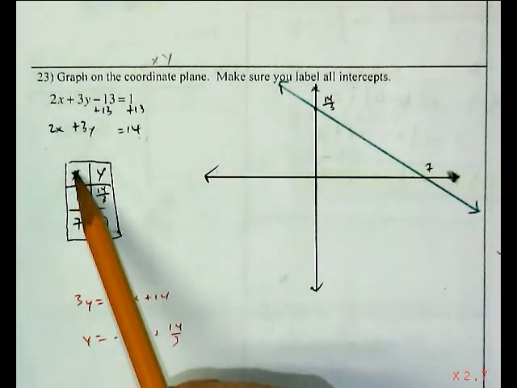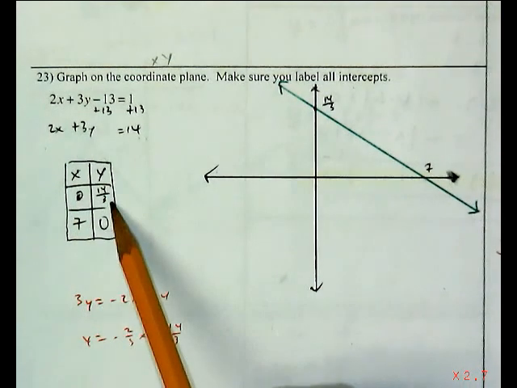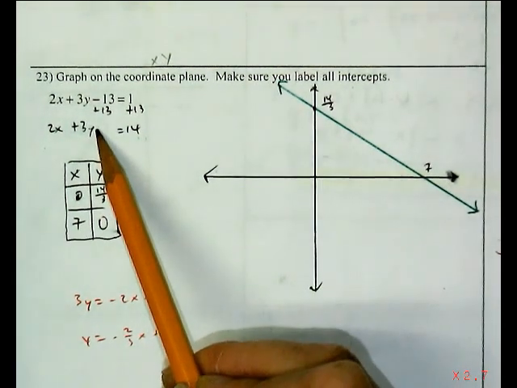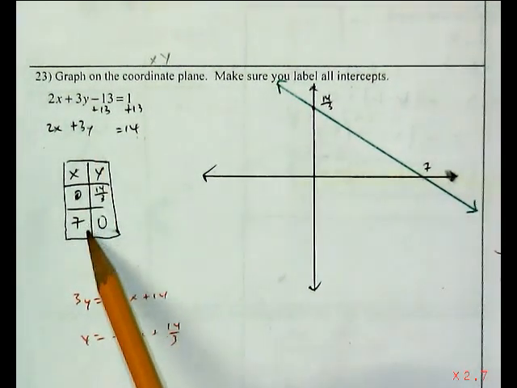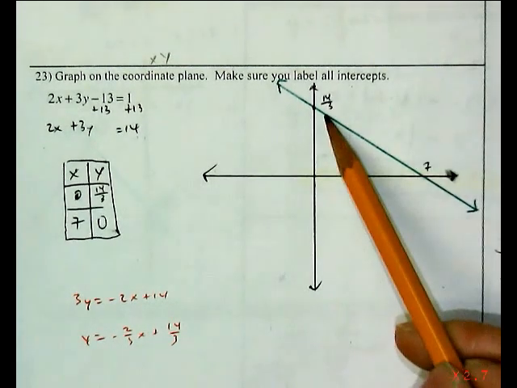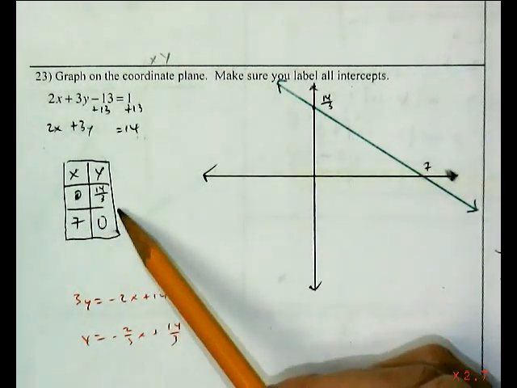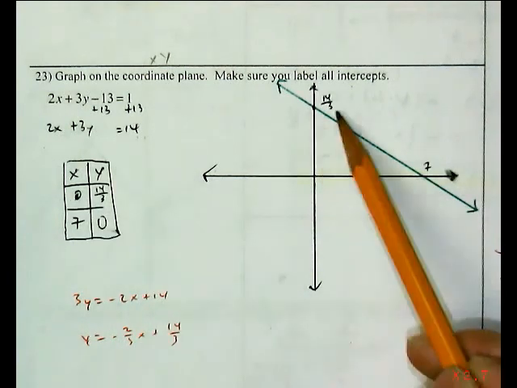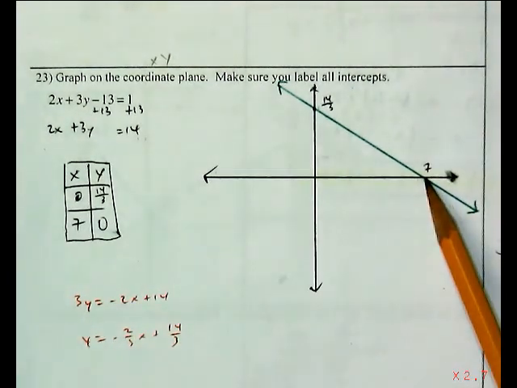So when you substitute in x equals 0, we'll get 14/3. Substitute in y as 0, and you'll get x is 7. So 14/3. That's the reason why I make this table here for intercepts. You can clearly see that this is a y-intercept and (7, 0) is an x-intercept.